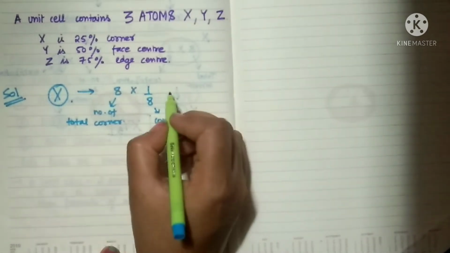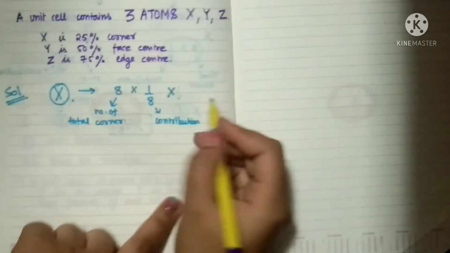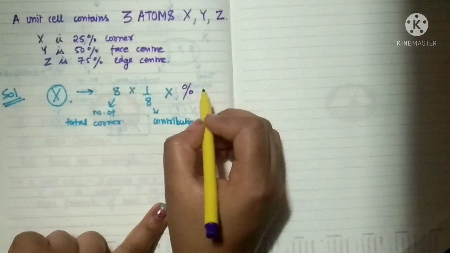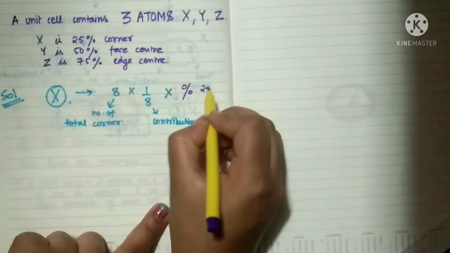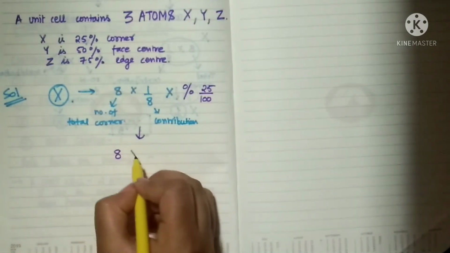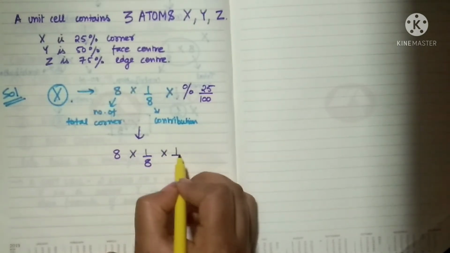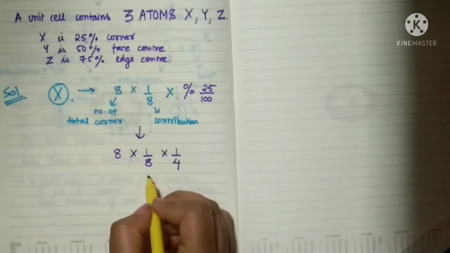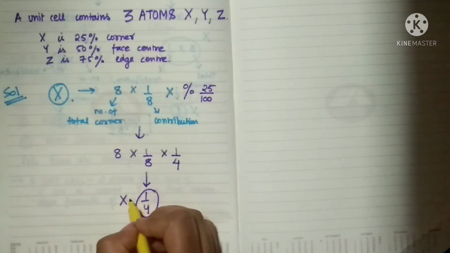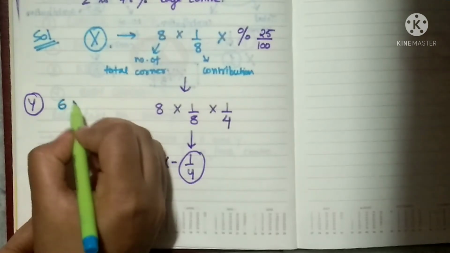But this question is giving a percentage, so we have to multiply the percentage with that. It's given 25%, so we'll write 25. Now we'll simplify it: 8 into 1 by 8 into 1 by 4, because 25% will be 1 by 4 of the contribution, and now it will come to 1 by 4. So we'll write x is 1 by 4. Now the same procedure we will do for y.